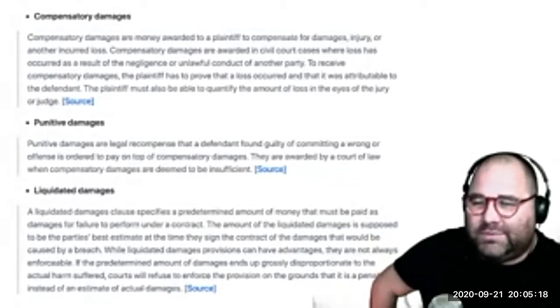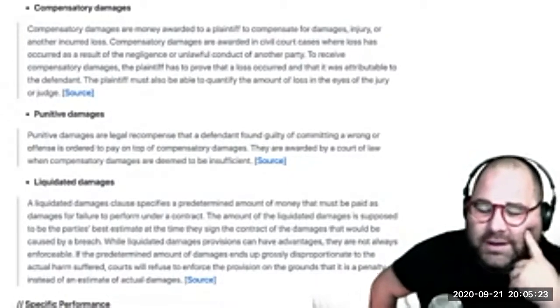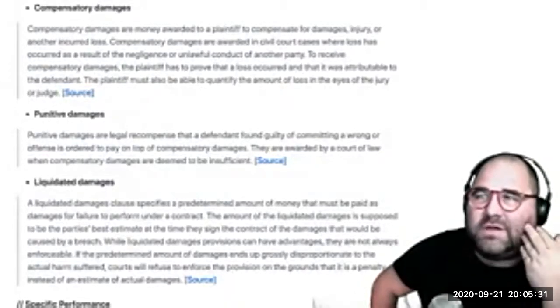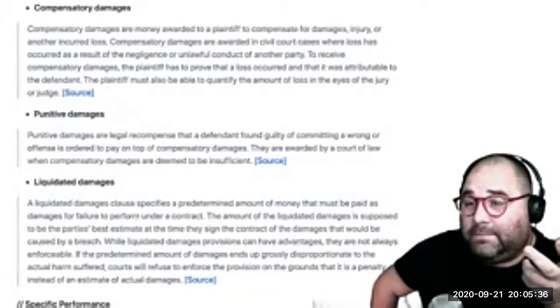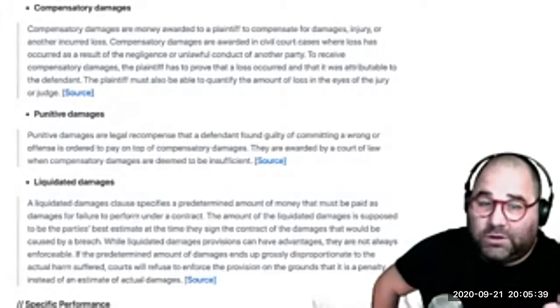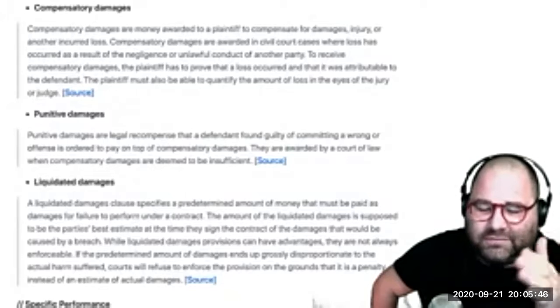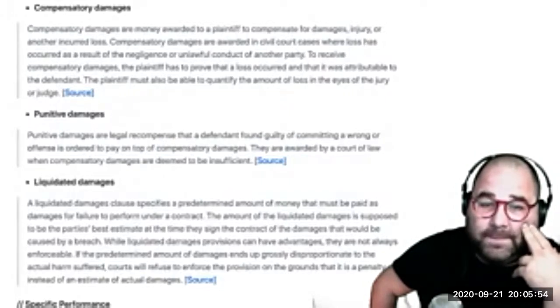And then liquidated damages. A liquidated damages clause specifies a predetermined amount of money that must be paid as damages for failure to perform under a contract. Where liquidated damages are nice, this is kind of what we were talking about in the Mike Montero video, the idea of a termination fee. So maybe it's that, hey, if you terminate, you owe me this amount of money. It's like you owe me all the money that I need to be paid up to this point in the contract, say 50%. But on top of that, you're going to pay me an extra $2,000 as a termination fee.